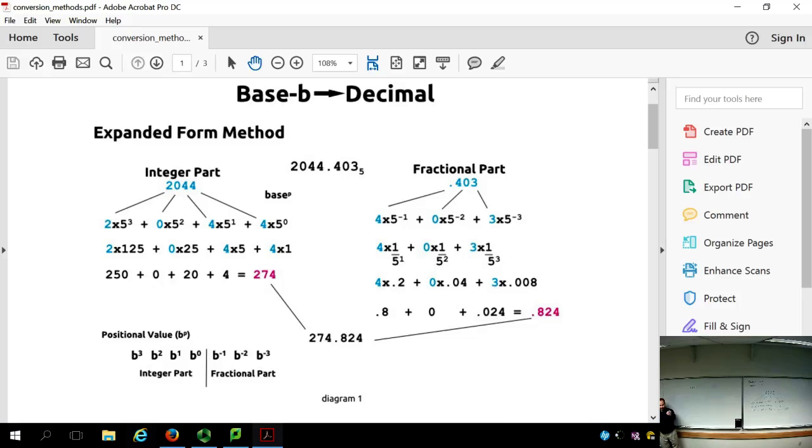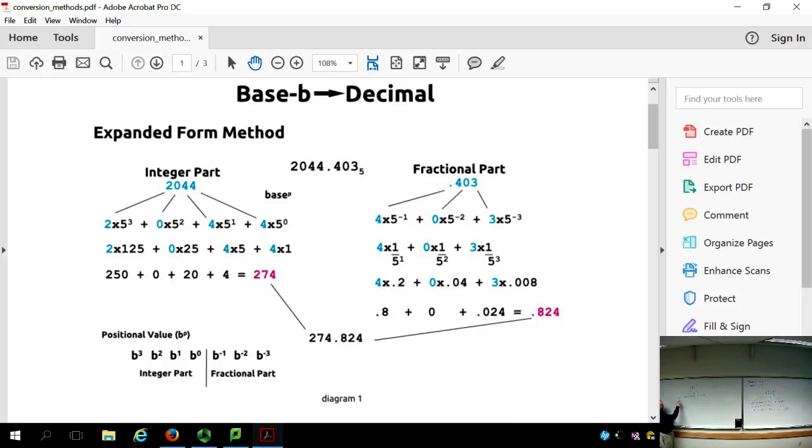That would be 1 times 2 to the third, plus 0 times 2 to the second, which is just 0. You can just put a 0 in there, I don't care. But just for giggles, plus 1 times 2 to the first, plus 1 times 2 to the 0. So this is equal to what?